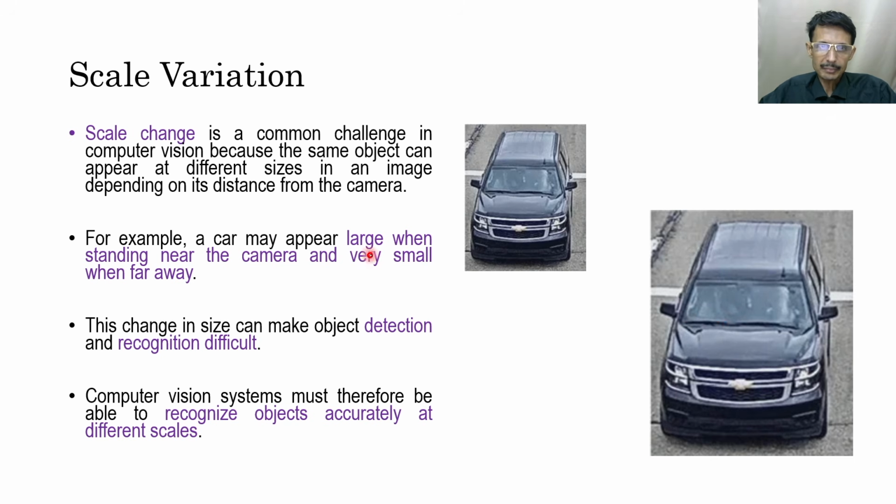For example, a car may appear large when standing near the camera and very small when far away. This is very simple to understand. This change in size can make object detection and recognition difficult, so we have to take care of this. Computer vision systems must therefore recognize objects accurately at different scales. So this is called scale variation, and we have to take care of these things when we design our model for different computer vision tasks.